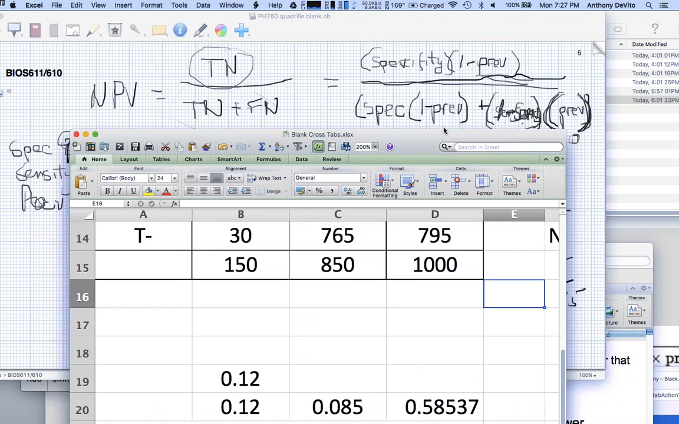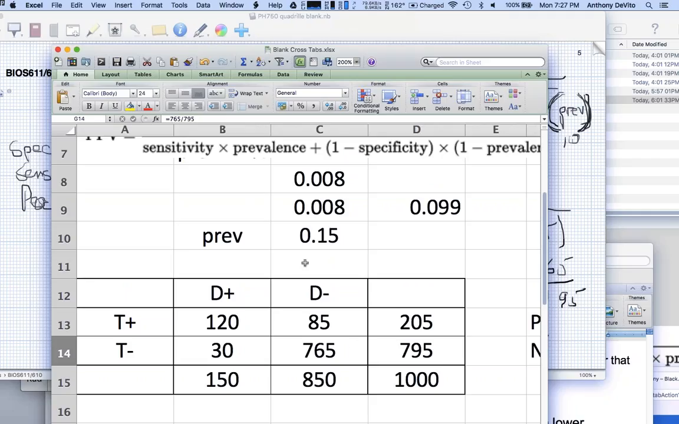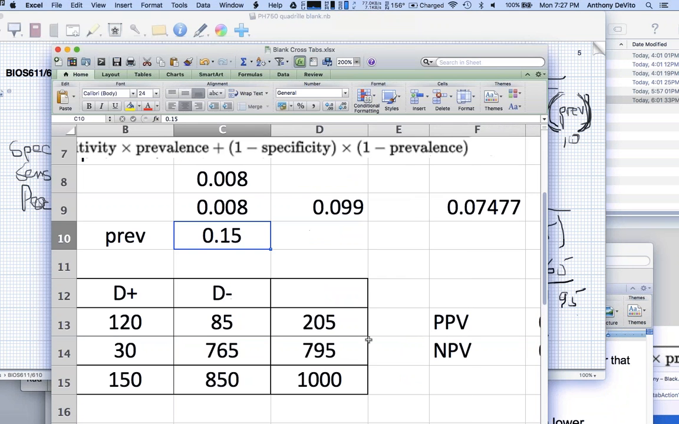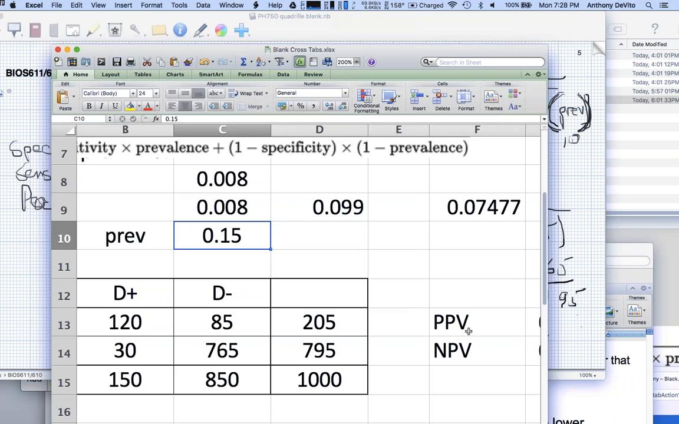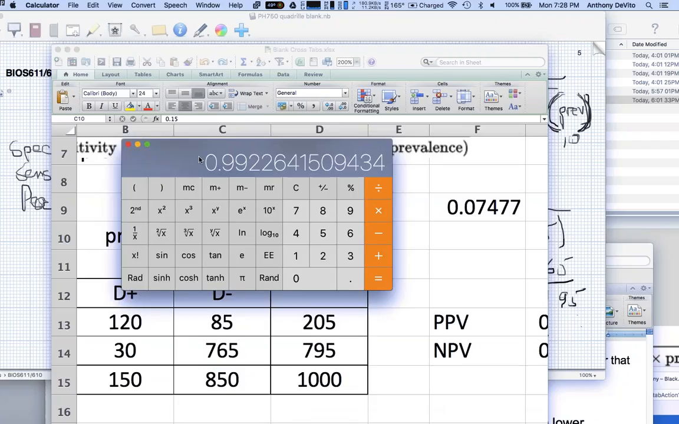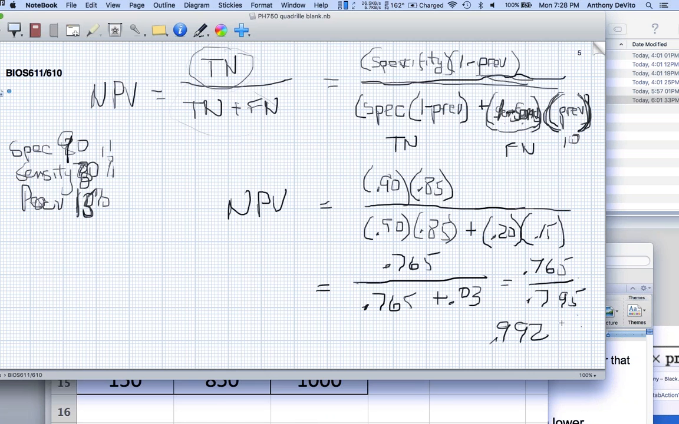Okay, let's see what we got before. And we'll go back and figure out why we got it wrong now. We didn't get the same thing. 15% prevalence, sensitivity was 80%, and the specificity was 90%. Did I make a mistake there? Is it the same? Yes, 0.765 out of 0.795. Oh, I made a mistake here. It's not 0.992. I didn't clear out my calculator, is what I did. So 0.765 divided by 0.795 is equal to 0.962, which is the same thing that we got here.